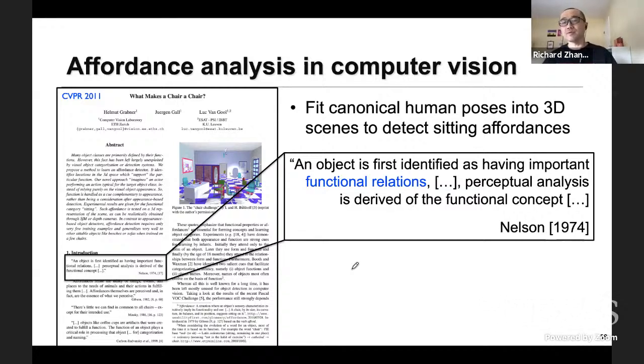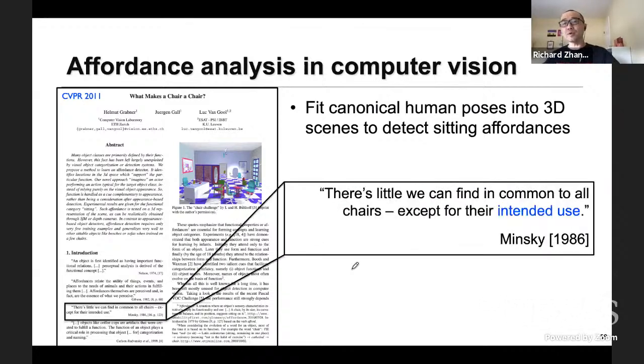One quote from Nelson says, an object is first identified as having important functional relations, and perceptual analysis is derived of the functional concept. Another quote, again, to highlight the importance of functional understanding: there's little we can find in common to all chairs, except for their intended use. So these are all motivating factors for using affordance or functionality for inference first perception.